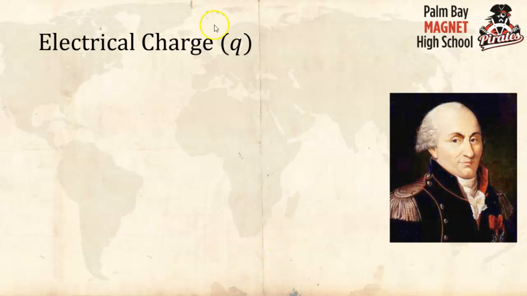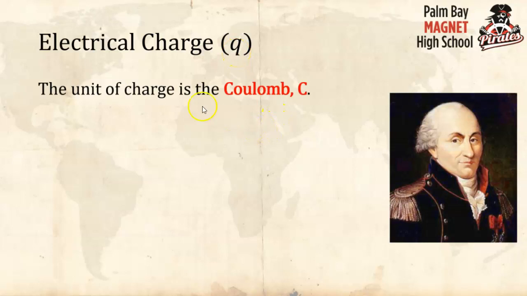So for the quantity of charge, the symbol we use is a lowercase q, and the unit we use is the Coulomb, with capital C as the symbol. It's named after Monsieur Coulomb, who was a French guy, so that's why I'm saying it like that.